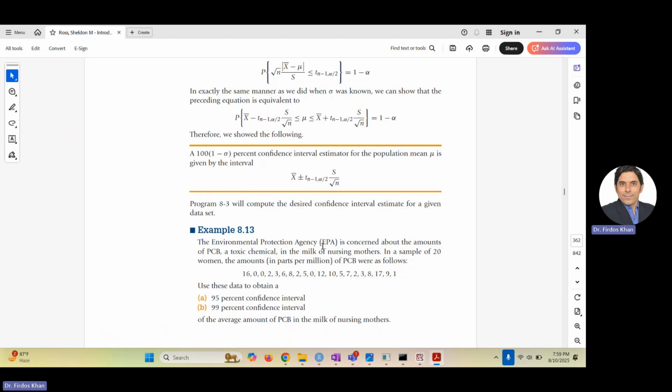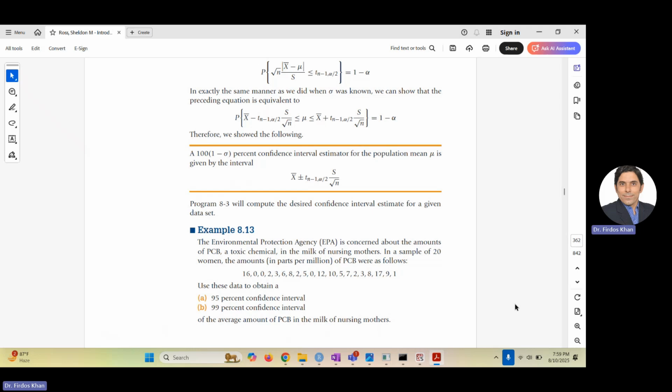The Environmental Protection Agency, EPA, is concerned about the amounts of PCB, a toxic chemical, in the milk of nursing mothers. In a sample of 20 women, the amount in parts per million of PCB were as follows. These are the values of 20 nursing mothers. Use the data to obtain the 95% confidence interval and 99% confidence interval of the average amount of PCB in the milk of nursing mothers. So this is general about all nursing mothers. Based on this sample, you need to construct a 95% confidence interval, and a 99% confidence interval.